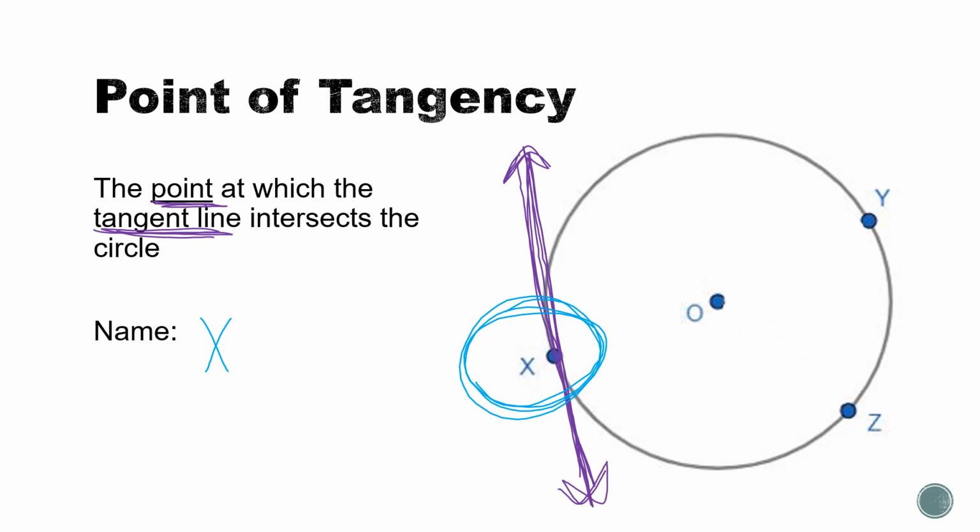You can have multiple tangent lines, like I could have a tangent at Y right here, where Y would be the point of tangency. Excuse my very messy lines. And so at that consideration, Y would be your point of tangency.